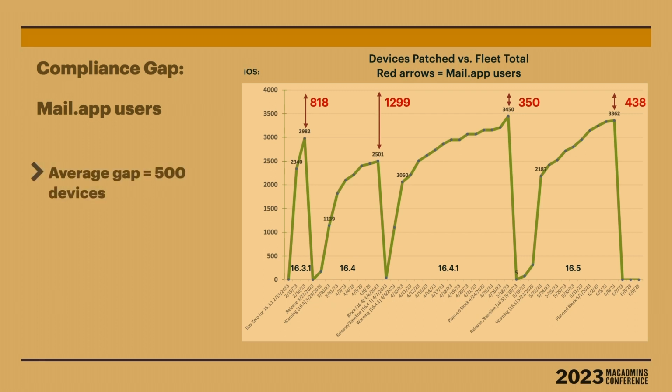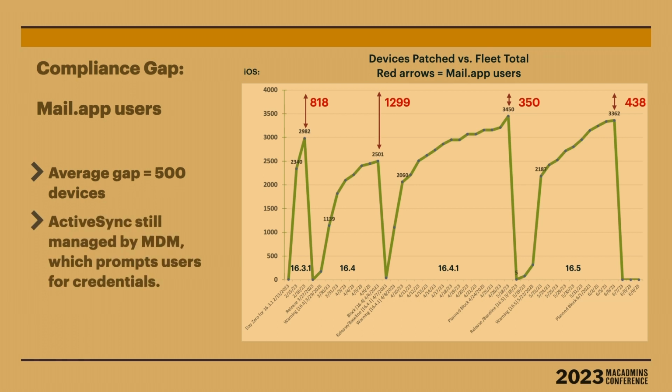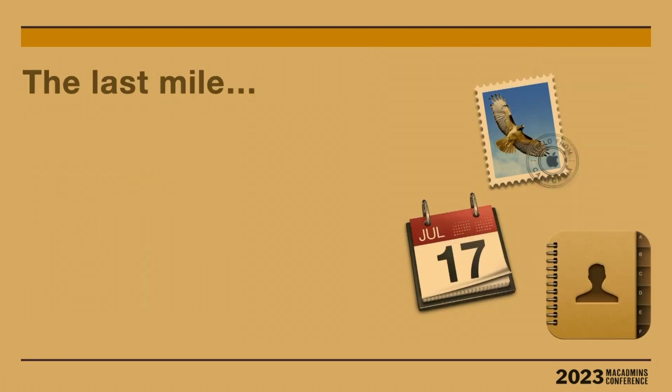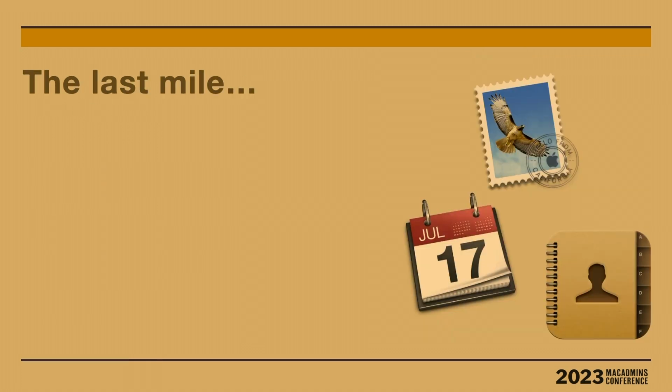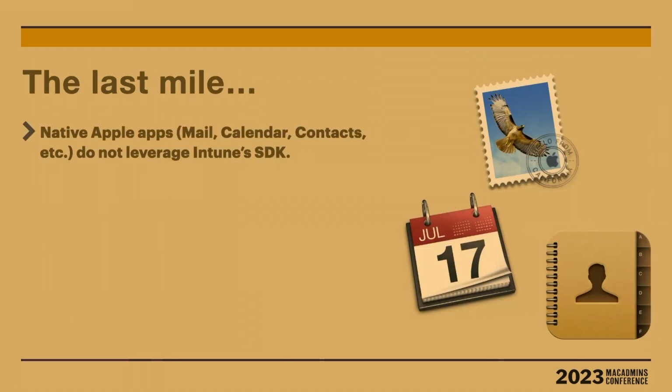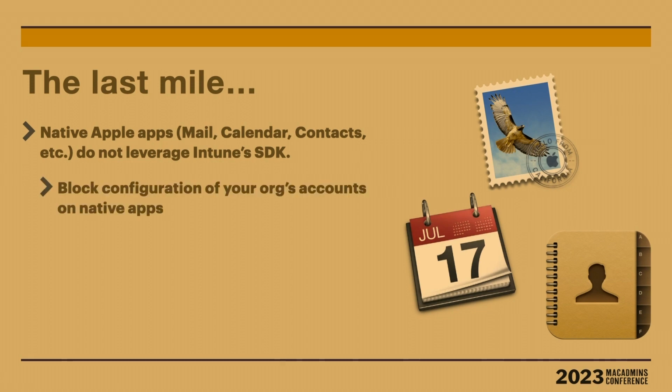The average gap of devices for our organization is about 500. Active Sync is still being managed by MDM, which prompts users for their credentials, so that's also impactful. And I'll say this about this last mile: I'm not asking for Apple to leverage Intune's SDK, but that's why the warning doesn't show up or the block doesn't show up.